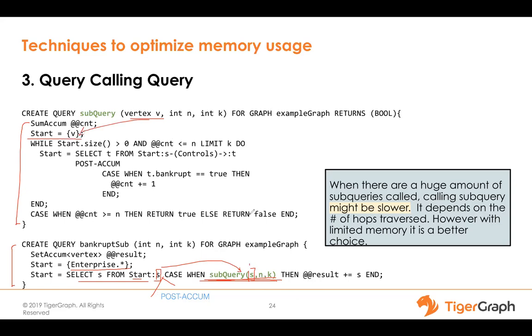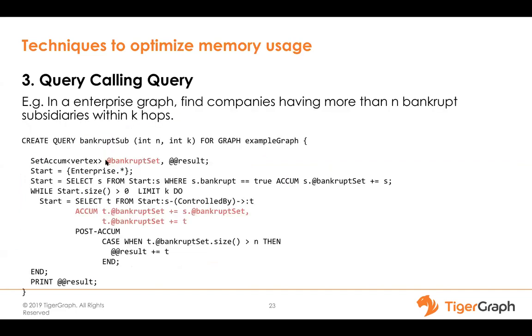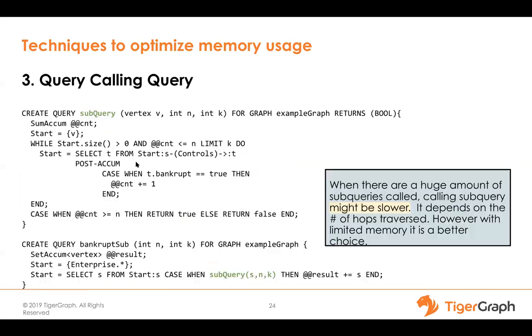So you can see how it flows, right? Starting from it, I traverse multiple hops and then print a number of subsidiaries that were bankrupt. So you can see in the subquery, all I have defined is an integer type count. By doing query calling query, we actually successfully reduced the memory consumption by using a local accumulator, one integer for each subquery, right?